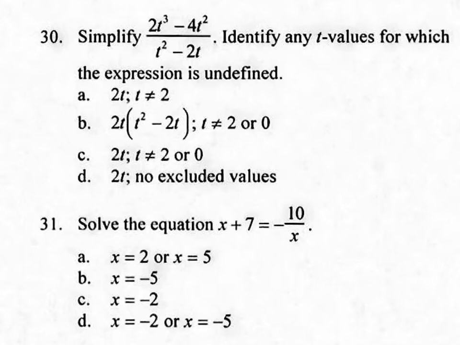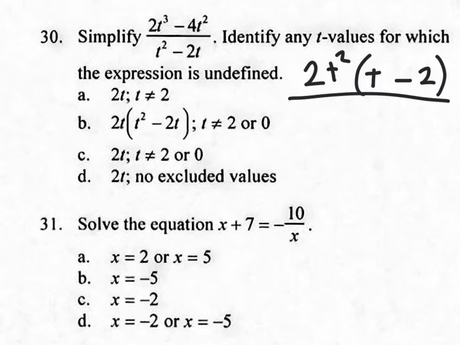If I take a look at the top, what could I pull out of there? T to the second, correct? And also a 2. So I'm going to pull out 2t to the second, and what would be left over on the inside? T minus 2. So you have a binomial t minus 2. And that's what's on top.